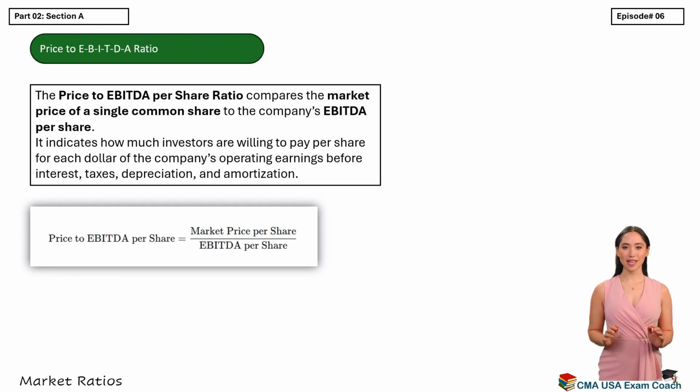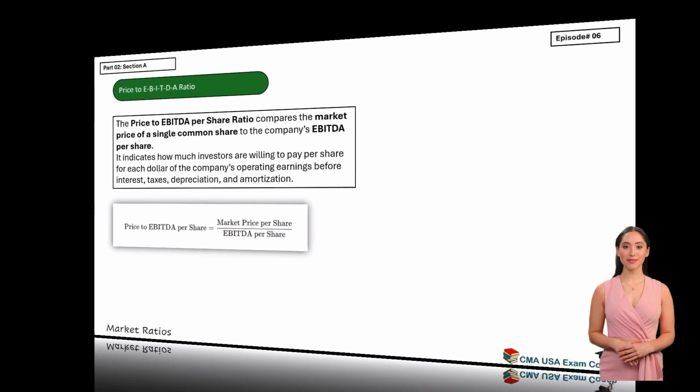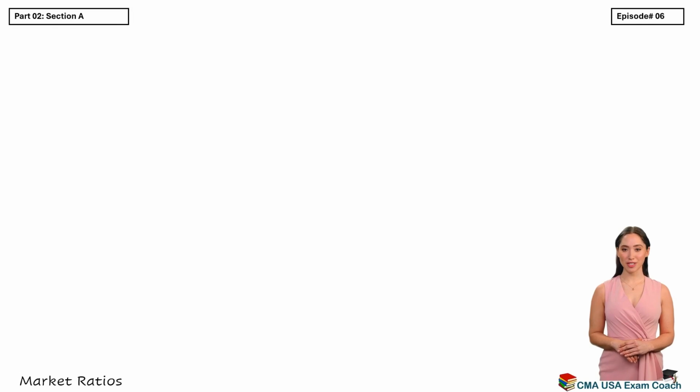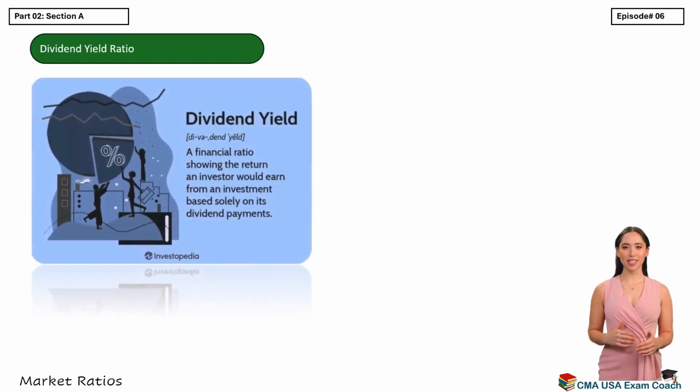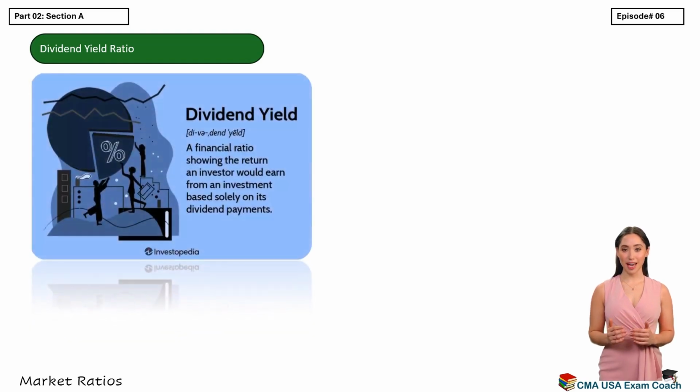Next, let's discuss the dividend yield ratio, a key metric for income-focused investors. The dividend yield shows how much a company pays in dividends each year relative to its share price. In simple terms, it tells you what percentage of your investment you get back annually as dividend income. Here's the formula. Dividend yield equals annual dividend per share divided by market price per share.